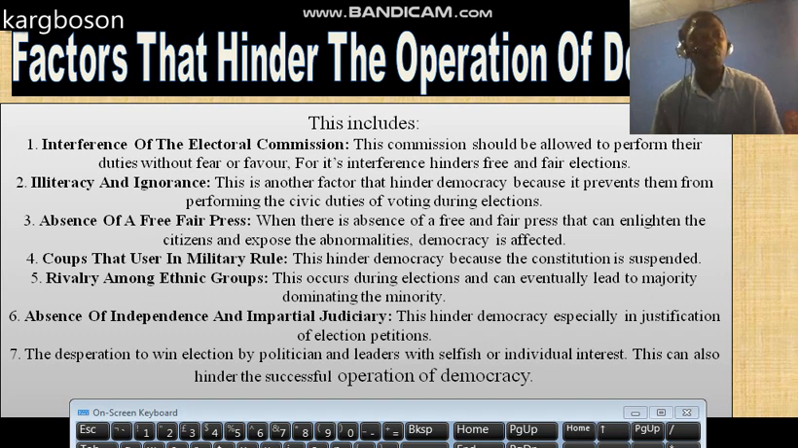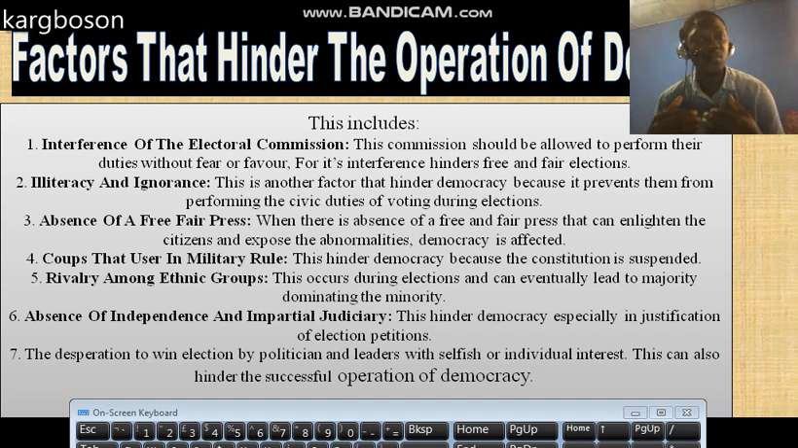So in order for democracy to operate, we need to have an independent judiciary. But when there is an absence of an independent and impartial judiciary, this can also affect the operations of democracy. Of course, the desperation to win elections by politicians and leaders with selfish or individual interests can also hinder the successful operation of democracy, because a politician wants to win elections by all means.